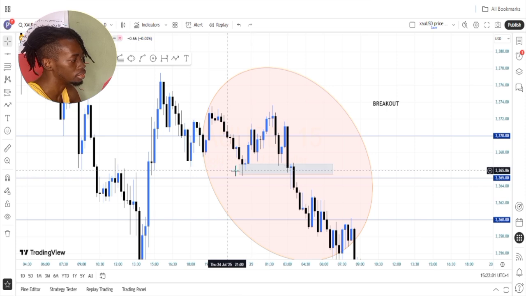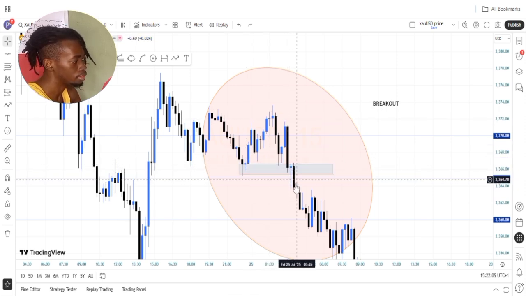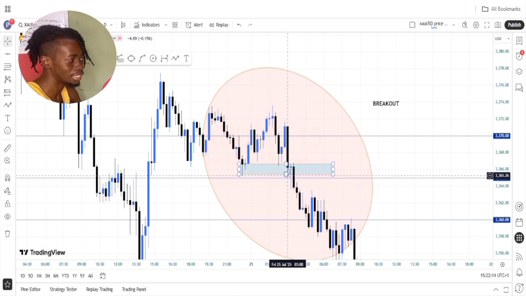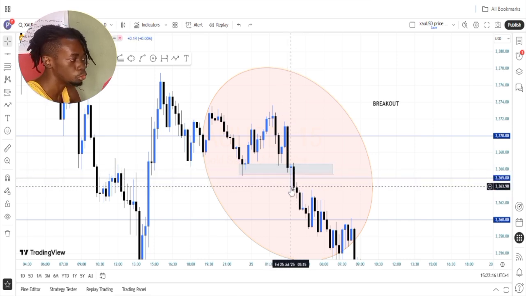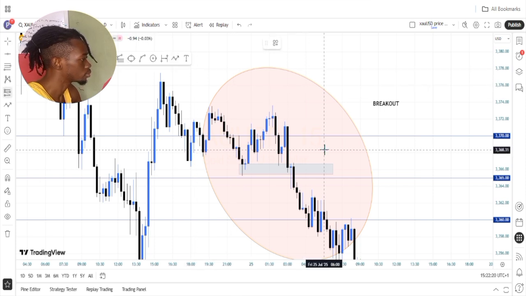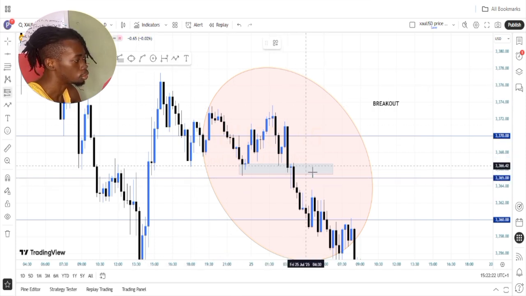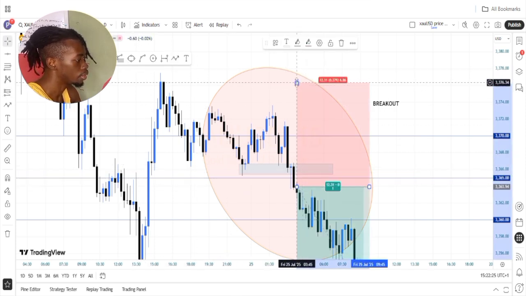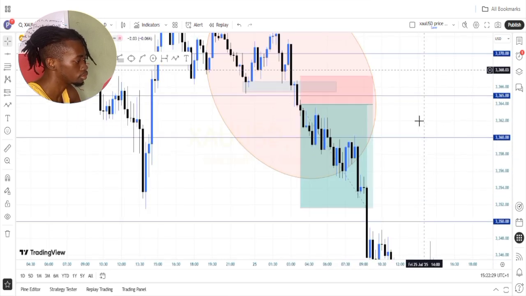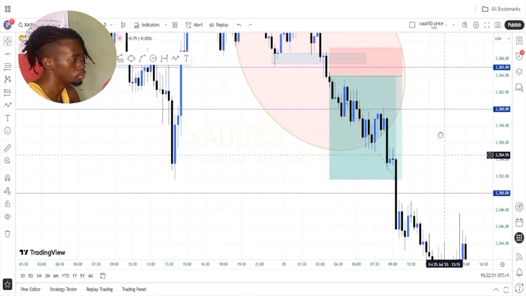So you have our zone again, the reaction of the zone. Now we have a rejection before a break. It not only breaks the zone, it also breaks the psychological level, if you get what I'm trying to get at. So as an added confirmation, now not only are we breaking our zone but also breaking the psychological level. We have our short tool, we take our entries here, stops above the zone, boom.